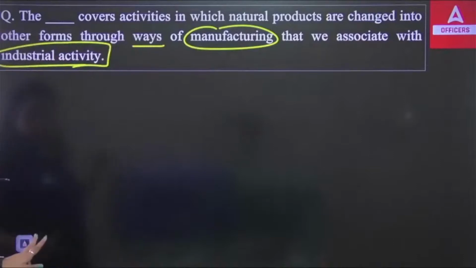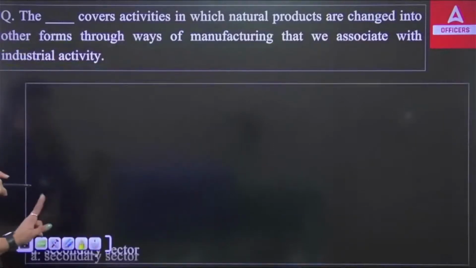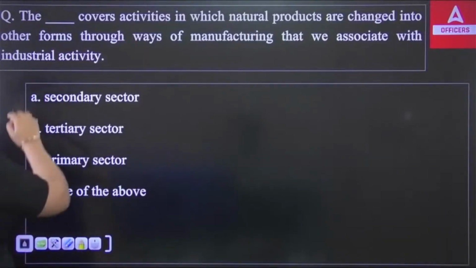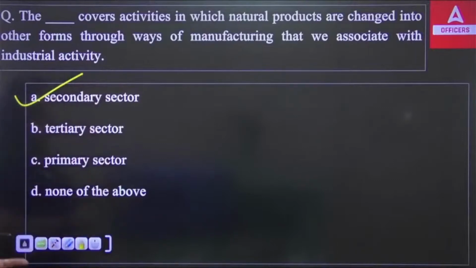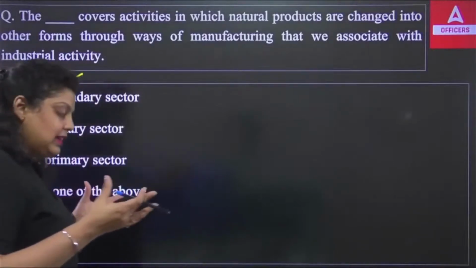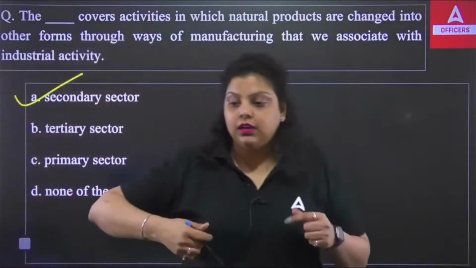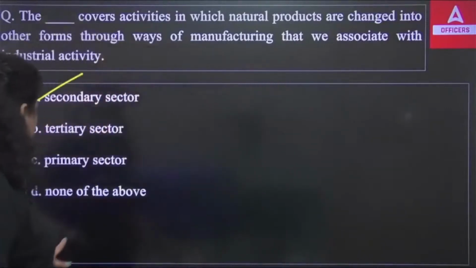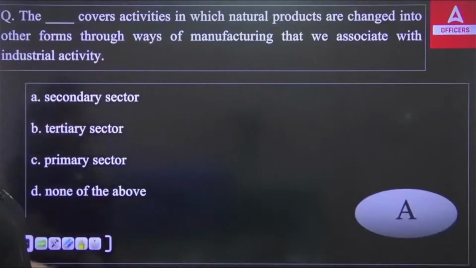In the options, you have to tell which particular sector covers this activity. Is it the secondary sector? Is it the tertiary sector? Is it the primary sector, or none of the above? The right answer will be the secondary sector. The secondary sector takes the natural resources of the primary sector, processes them, and then gives what? The finished goods or the final goods. So the right answer will be option A.